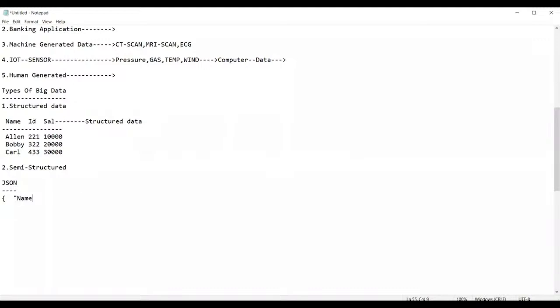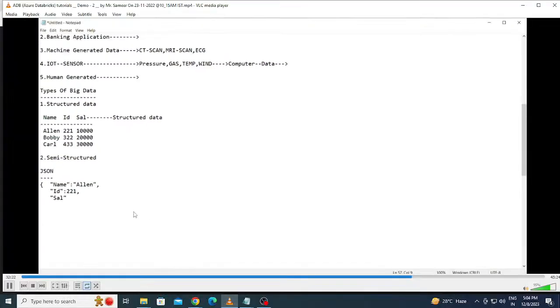Name under double quotes, and use the colon, Alan. Now, guys, use a comma. After this, use it again: ID. Since it's numeric data, you can place it normally. Again, under this, you have salary. This is also numeric data.